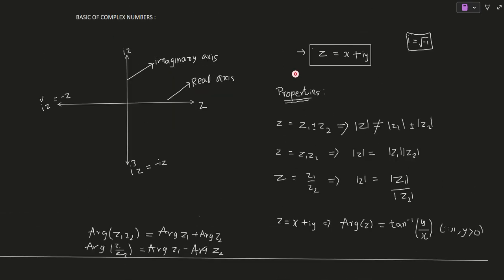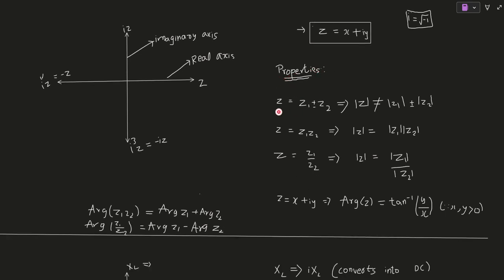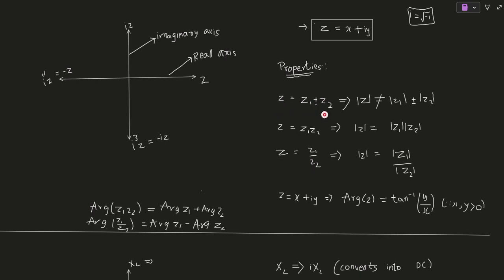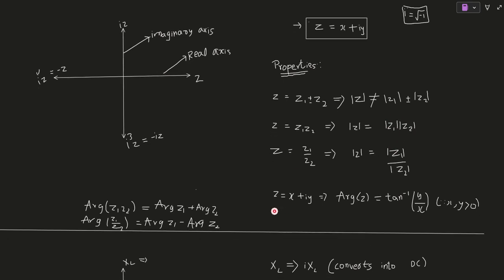Now we will see some properties. We can add two complex numbers, and subtract basically: z = z1 plus or minus z2, but we can't add the mods directly. In multiplication and division, we can multiply and divide the mods directly. Then we will see some argument properties as well.